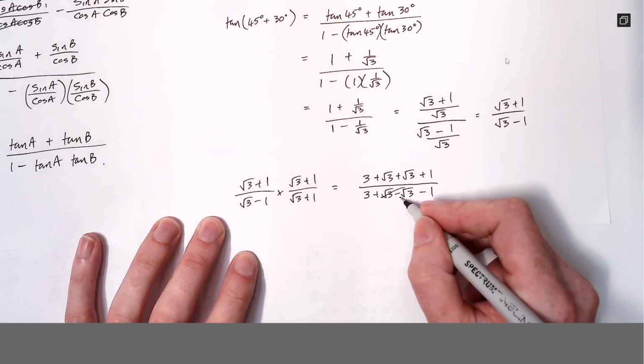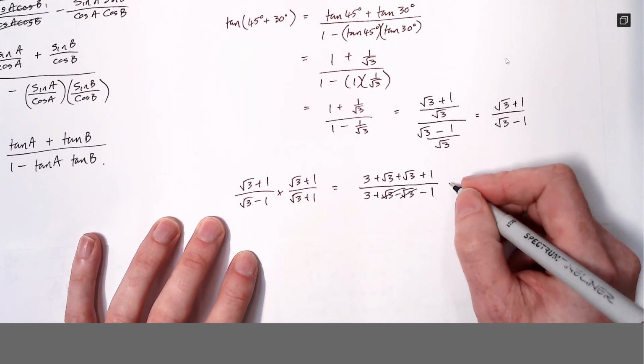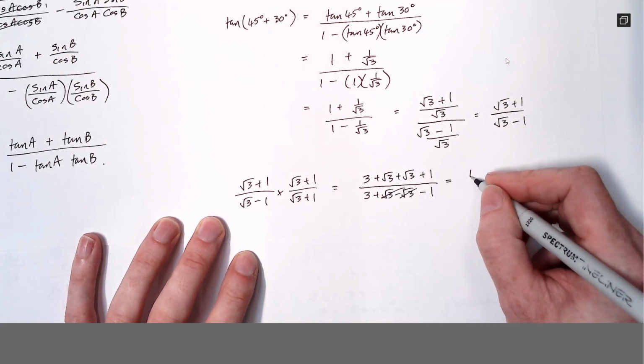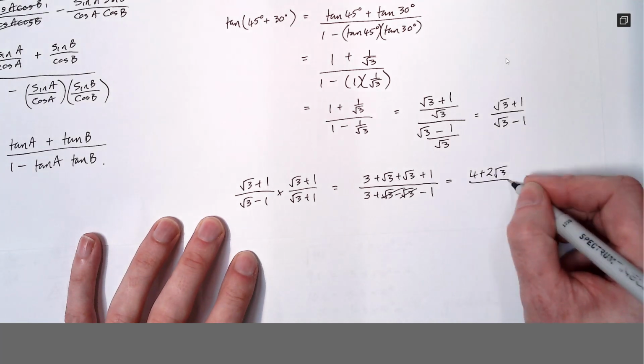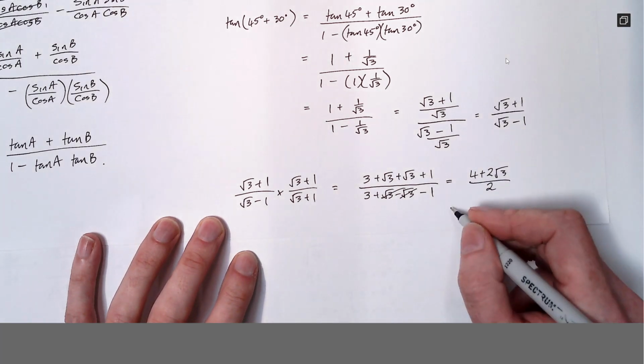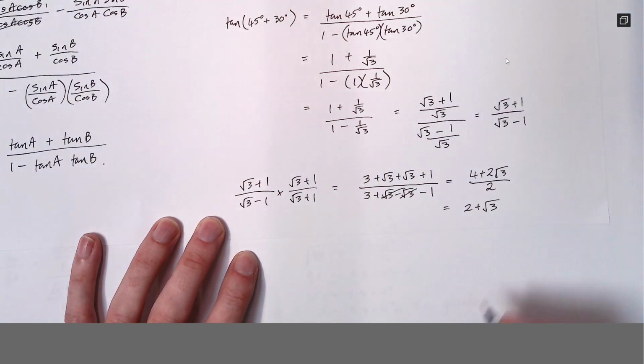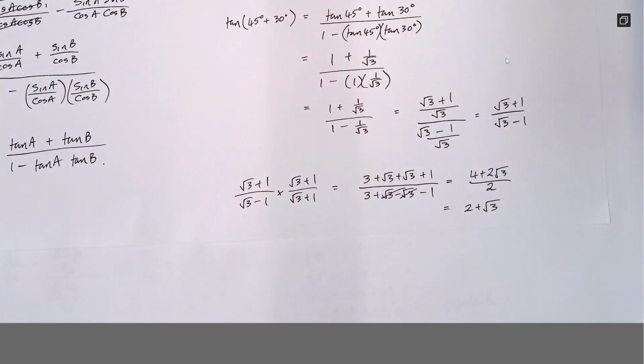So the top becomes 3 plus 1 plus 2 square root 3, which is 4 plus 2 square root 3, and the bottom is 2. So the answer is 2 plus square root 3. We just simplify. These things we can do in the exam, okay? Then we do 3 and then you know it's quick.